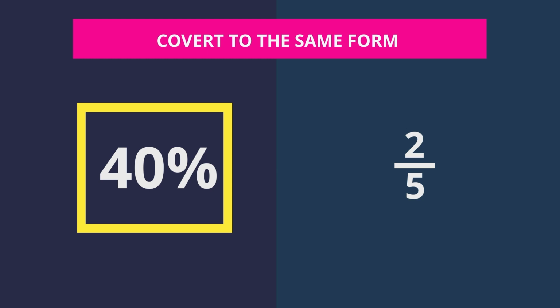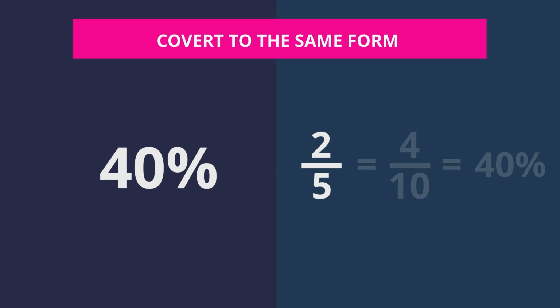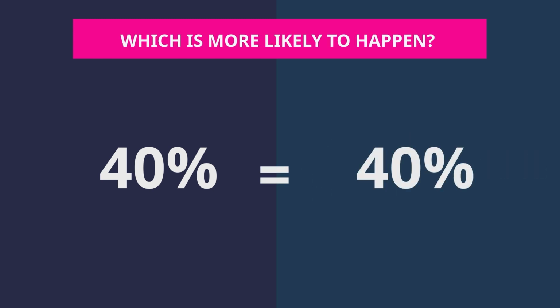We can keep 40% as is and just change 2/5 into a percentage as well. 2/5 is 4/10, which is 40%. This is sort of a trick question, as they're equally likely to happen.